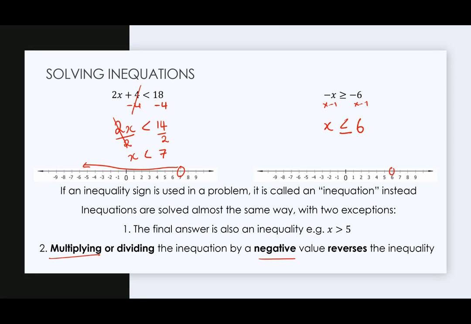So that means that it could be equal to 6. So I'm going to fill in that circle and any value less than it. So that's the really, really important thing you've got to remember when solving these problems. It's almost exactly the same, but when you multiply or divide by a negative, you reverse the direction.